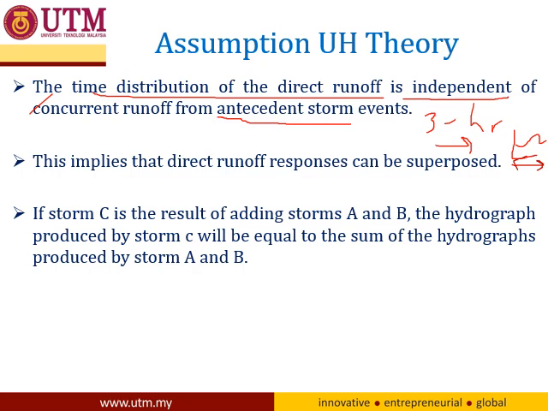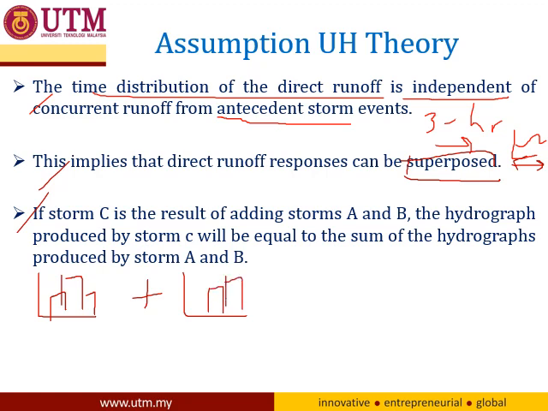This implies that the direct runoff responses can be superposed. Superposed means, this is the example: if storm C is the result of adding storm A and B, let's say you have storm A and you have storm B. This is A, this is B, and there's storm C. So storm C is the combination of storm A and storm B. Let's say where to put it. So here.